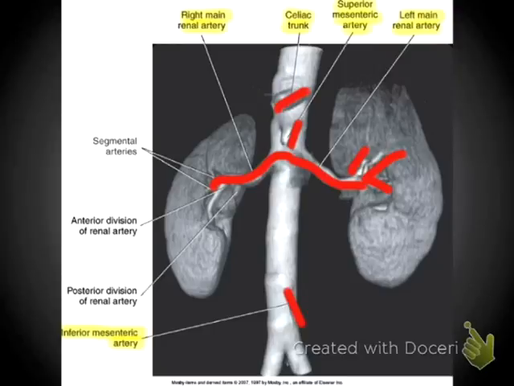Also, one thing to keep notice of, we talked about the celiac and the SMA and their relationship, how you come out of the celiac, and then you should be seeing the SMA. But another thing to keep in mind is that the celiac can actually branch from the SMA. It's not uncommon to have this abnormality. They're always going to be very close in proximity based on just that simple fact.